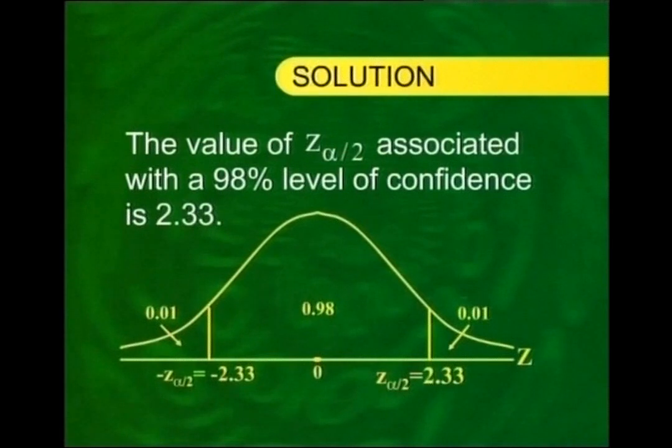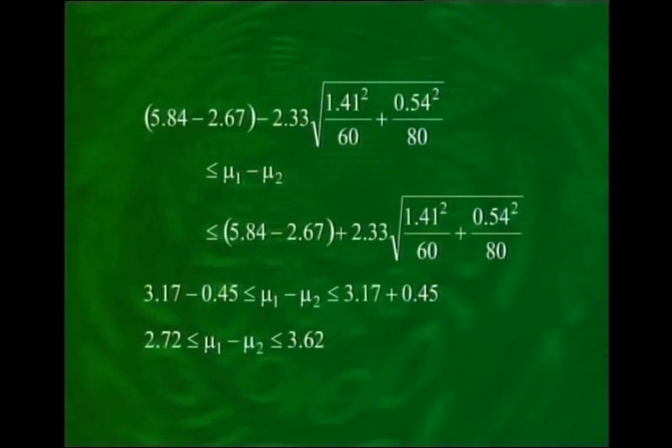In order to solve this question, the first thing we do is to compute Z alpha by 2, corresponding to level of confidence equal to 98%. And if we look at the area table of the standard normal distribution, we find that Z alpha by 2 is equal to 2.33 against this particular level of confidence. Substituting all the available values in the formula, we obtain 5.84 minus 2.67 minus 2.33 into the square root of 1.41 square over 60 plus 0.54 square over 80. 2.72 as the lower limit and 3.62 as the upper limit of our confidence interval.